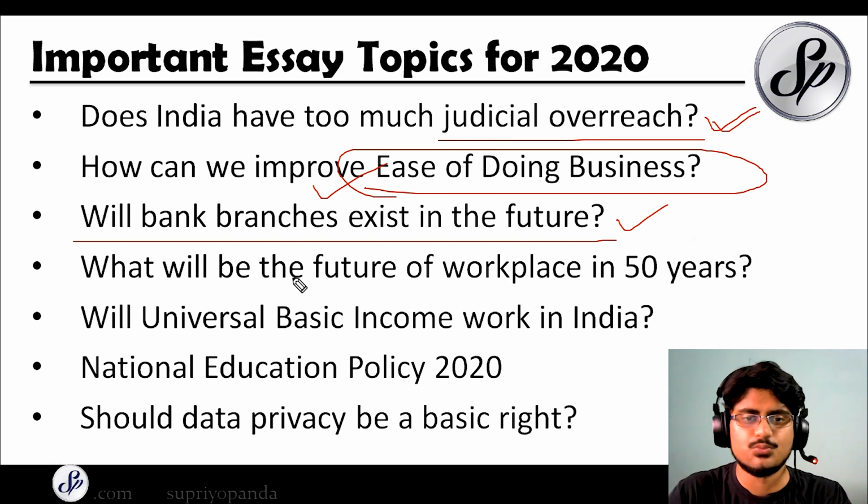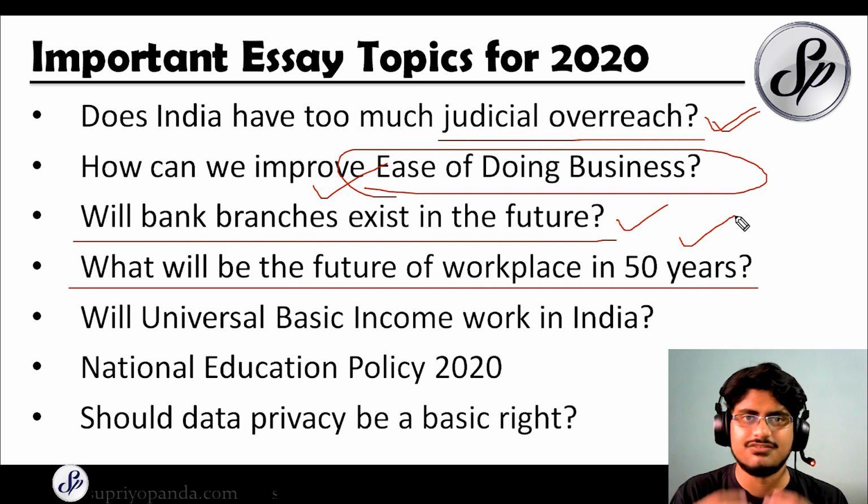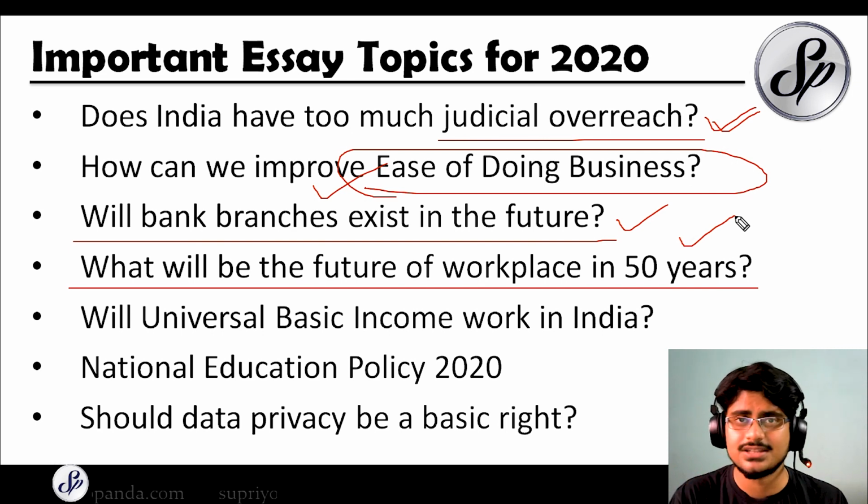The next topic is, what will be the future of the workplace in 50 years? Now this is also another very interesting topic, and this is about predicting the future. What are the current trends? What is happening with artificial intelligence? What is happening with the Internet of Things? What's happening with blockchain? Cryptocurrency is coming up. Then you have so many different kinds of career possibilities opening up, which earlier did not even exist. So these are the important things that you can think about.